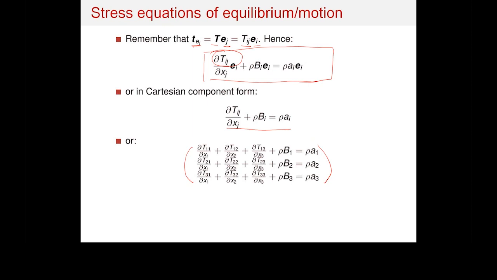Now, obviously, you are not going to solve the equations yourself. You are going to use the finite element method to solve this for you.